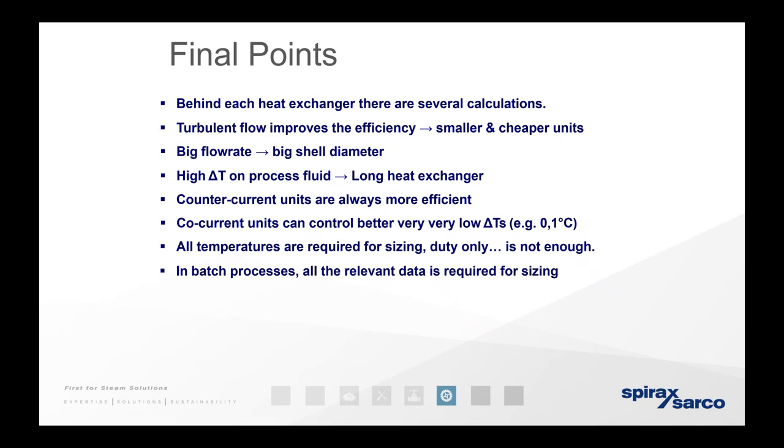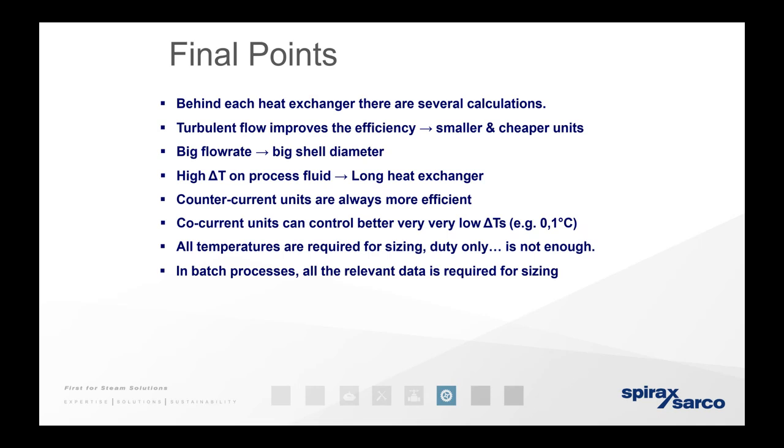So final points before we go into the Q&A. I think I'm on time. Behind every heat exchanger, there are several calculations. So again, if you contact us directly, we can talk deeper with those. Turbulent flow improves the efficiency, so it gives you better heat transfer, and it makes the units smaller and cheaper. Big flow rate, big shell diameter, so there is a corresponding size that's required there. And high on the process fluid, long heat exchanger. So the longer it needs to be in contact, the longer the heat exchanger needs to be.